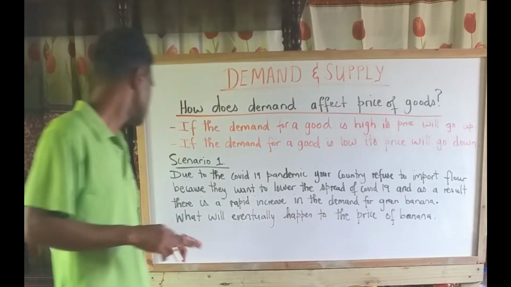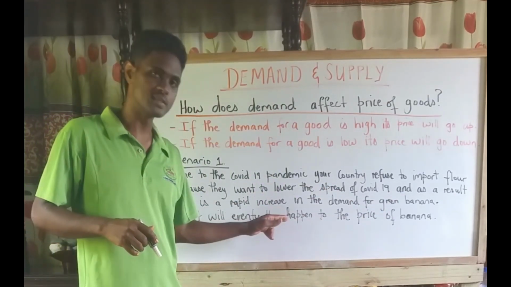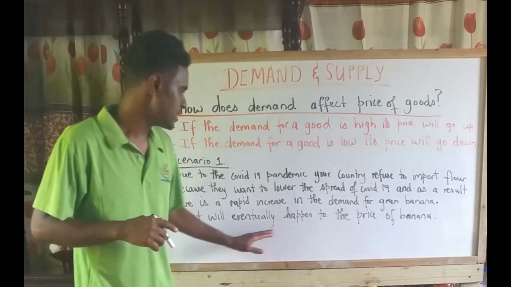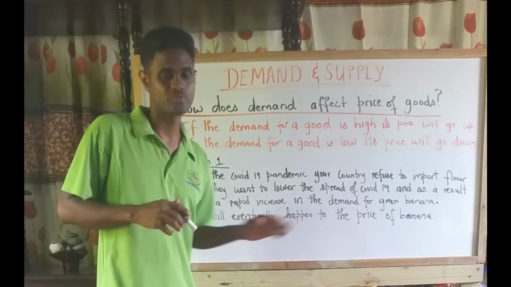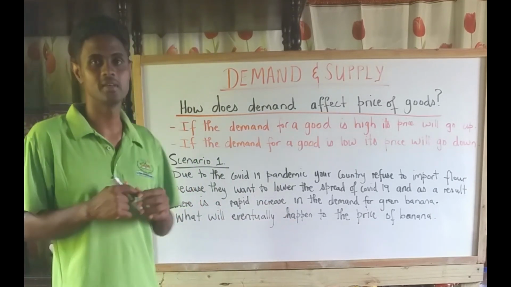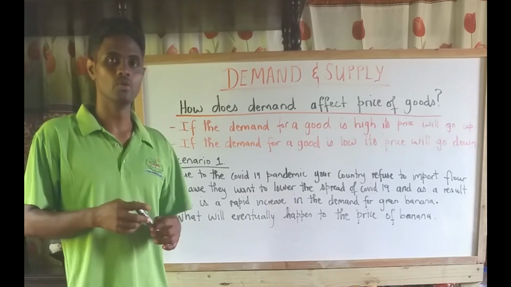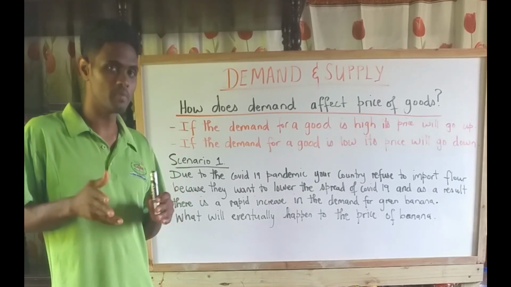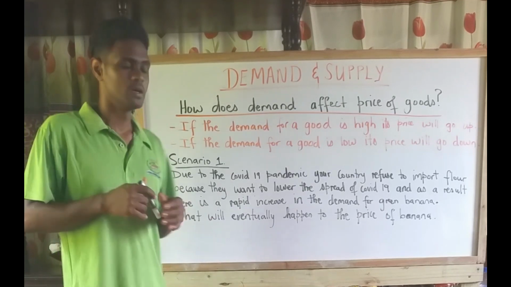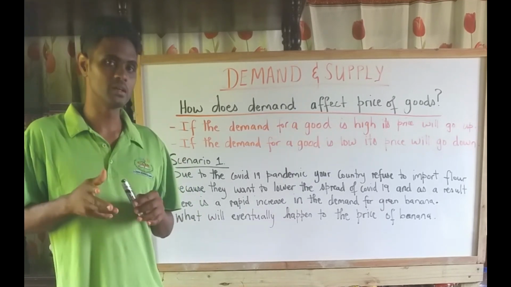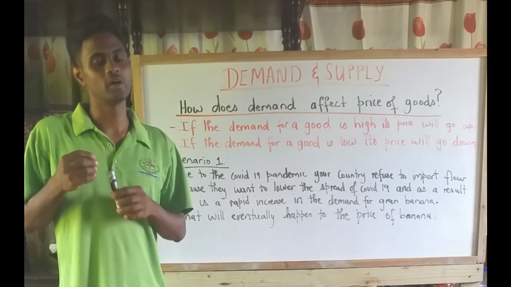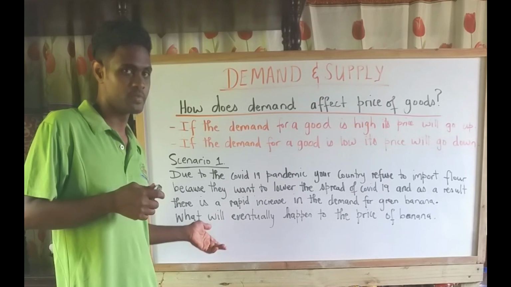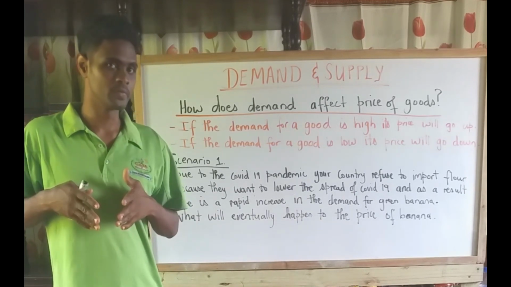And as a result, there is a rapid increase in the demand for green banana. What will eventually happen to the price of banana? So what this scenario is saying is that the government doesn't want COVID-19 to come into the country or to spread worse. So what they do is stop the importation of flour. As a result, because the local people cannot get flour, they start to turn to other starch foods like green banana in this situation, which is a local food.